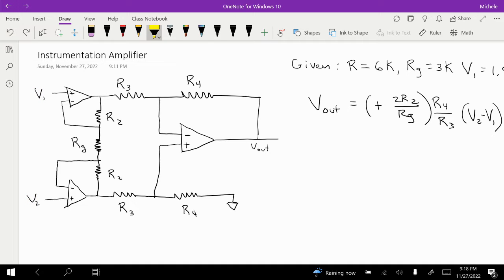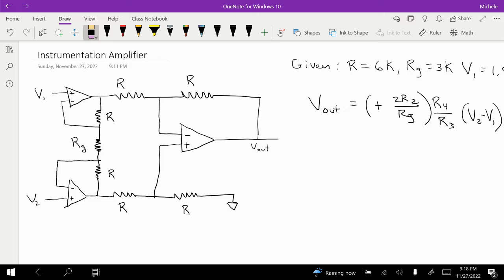Okay, so what we're going to do today is simplify this, and change all of our R2s, R3s, and R4s into just R. So I'm going to delete these values and have R's for all of them. And let's see how that changes our equation here. So I have V out then.